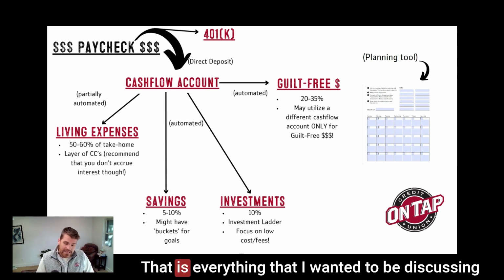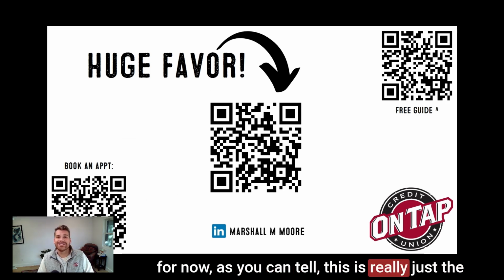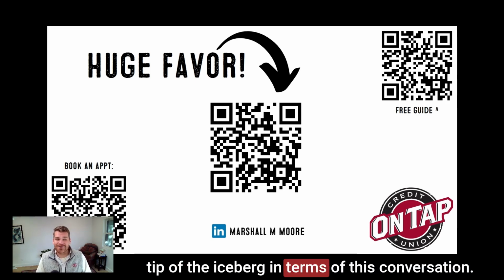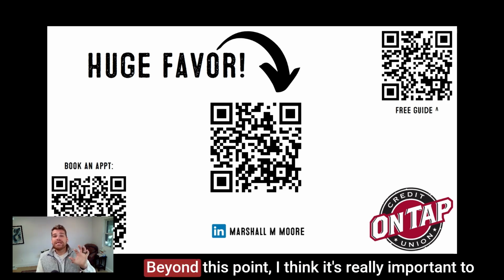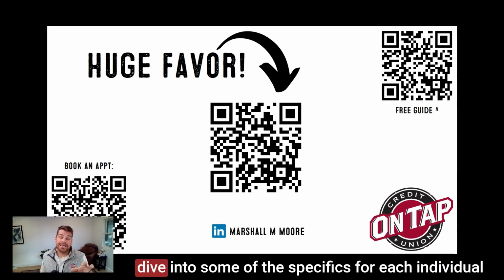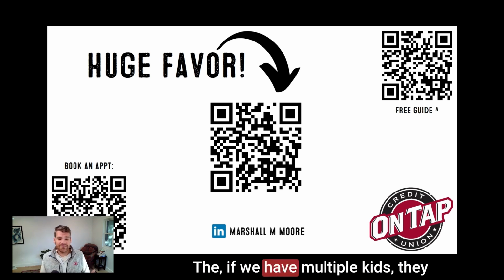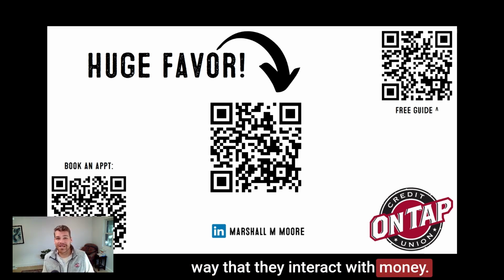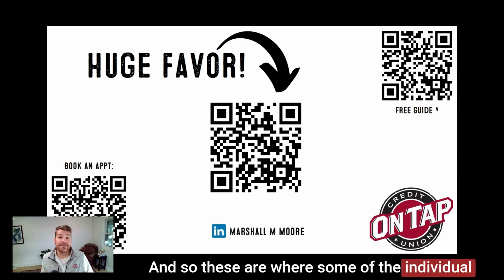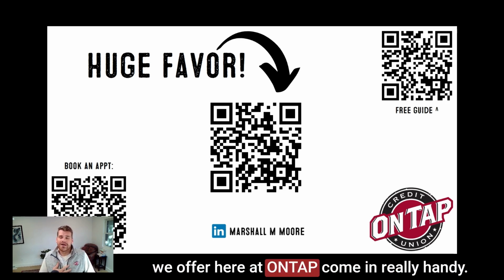All right, that is everything that I wanted to be discussing for now. As you can tell, this is really just the tip of the iceberg in terms of this conversation, and we've gone for almost an hour already. Beyond this point, I think it's really important to dive into some of the specifics for each individual family, each kid. Sometimes within one family, if we have multiple kids, they can be completely different with the way that they interact with money. And so these are where some of the individual one-on-one calls and coaching sessions that we offer here at On Top come in really handy.